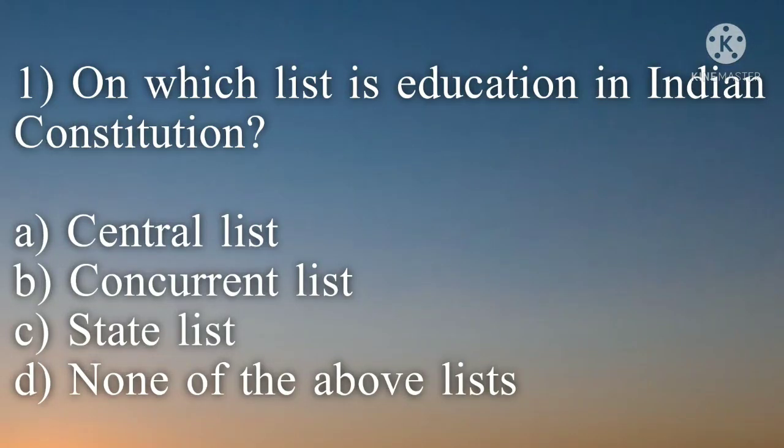Our first question is, on which list is education in Indian Constitution? That means where all the details about education are written in the Indian Constitution. We know that there are three lists in the Indian Constitution. One, those which are covered under the jurisdiction of state. Another is under the control of the central government, and another is one on which both governments can have control, which is called the concurrent list. So education is actually listed in the concurrent list. That is the right answer.